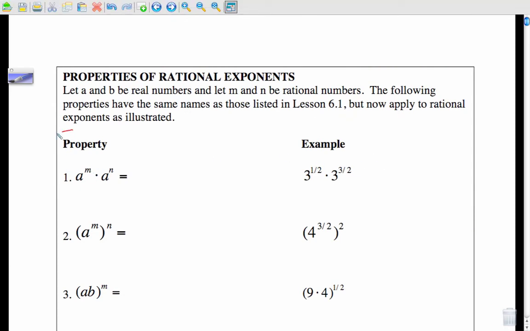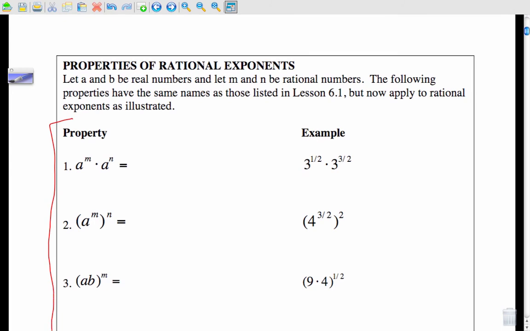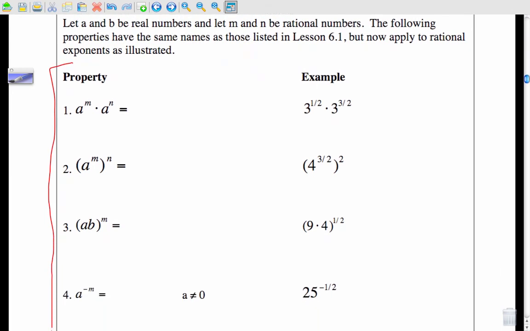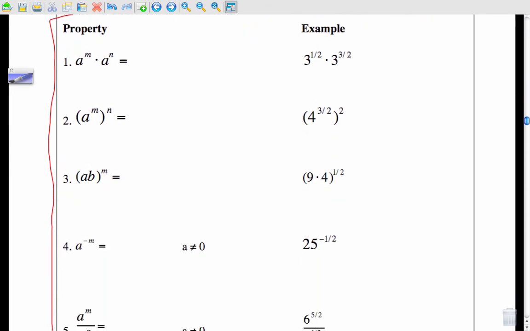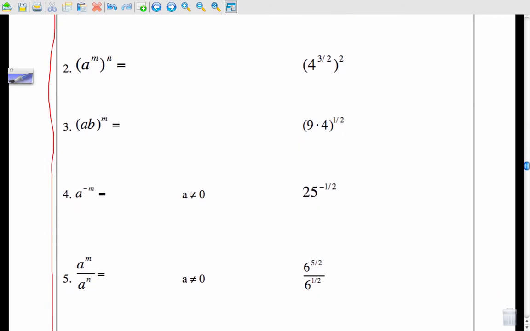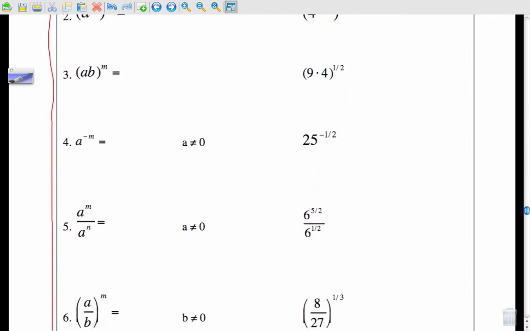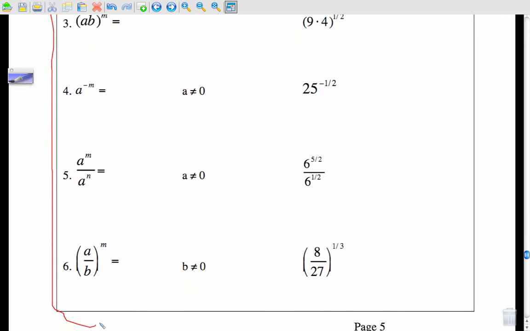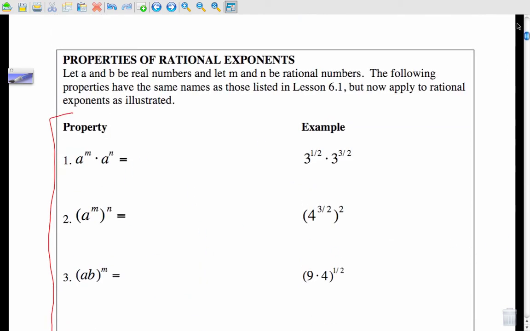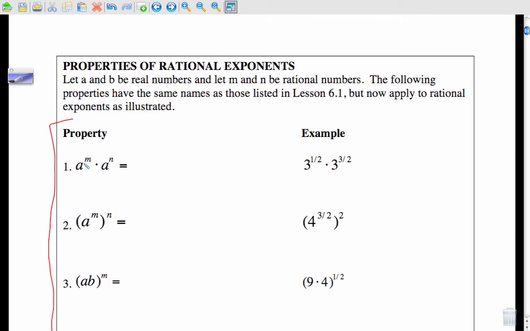Knowing all of this, here are some properties we're going to use. Notice all of these properties going down this page in your notes are all the exact same thing as the properties in the last chapter, except now we're going to be dealing with fractions instead of just plain old integers. So all of these are still the exact same properties. We're just going to use them in a different way.